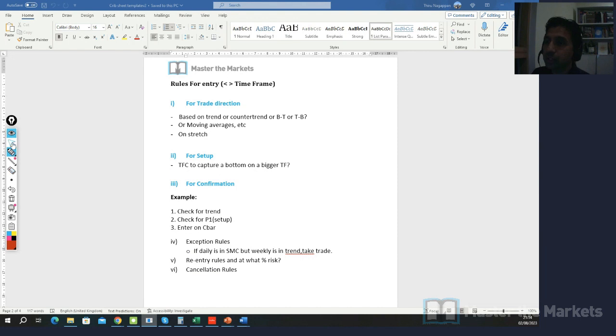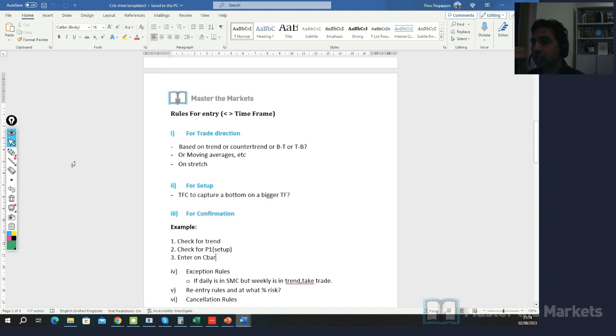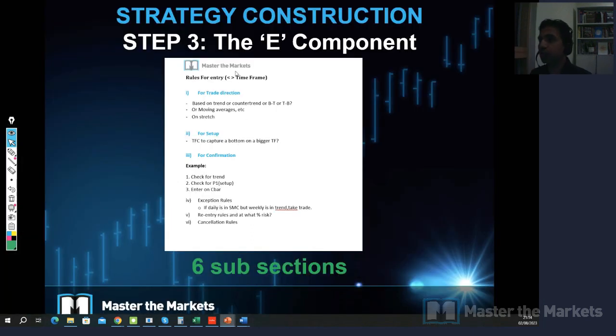Okay. So these are the 6 subsections over here you should be looking at. All right. The trade direction, setup, confirmation, setup rules, and then exception rules, re-entry rules, and what percentage risk, and finally the cancellation rules. Okay. So traders, these are the 6 subsections that you should be looking at when you construct your strategy in terms of the entry component.